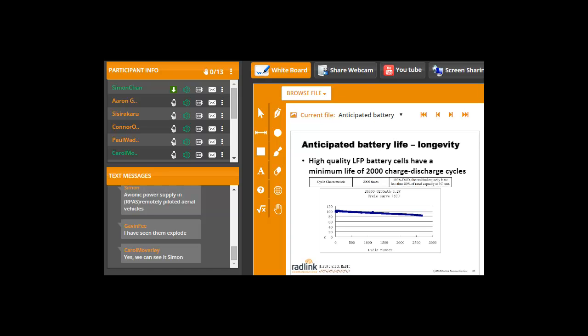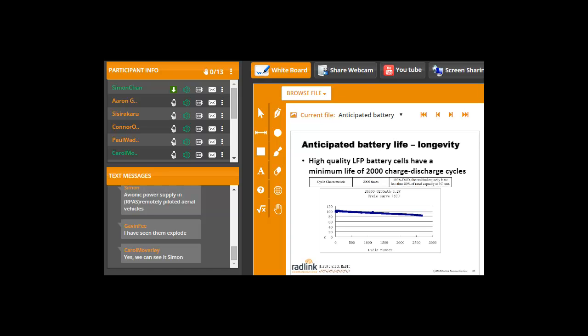What sort of battery life can we expect out of an LFP battery? Well, here is a chart showing a 26650 cell, 3200 milliamp hours, and we're discharging it continuously. We're cycling it every hour, basically. We charge it for 1 hour, discharge it for 1 hour, and we keep doing it. The specification sheet from the supplier says that it will achieve greater than or equal to 2000 cycles at 100% depth of discharge, with residual capacity no less than 80% of rated capacity at 1C rate after those 2000 cycles.